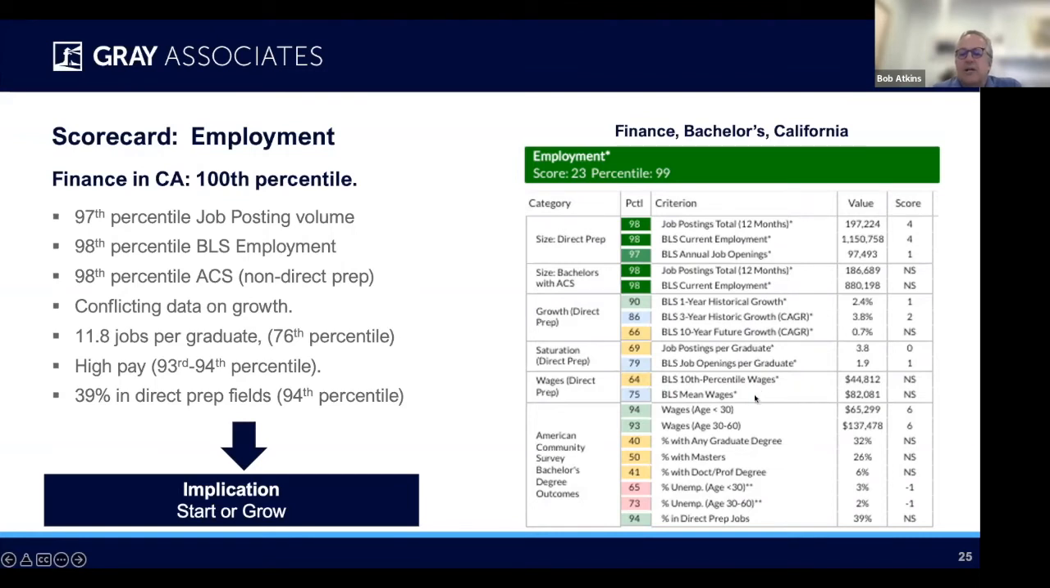The next thing you want to look at is wages. If we're looking at BLS, they look good, not great, above average. But when you look at ACS, where we actually ask the person what they did, or the American Community Survey does, you see them coming out more in the 90s. So 94th percentile wages under 30 and 93rd percentile wages over 30, making $137,000, $138,000 a year.